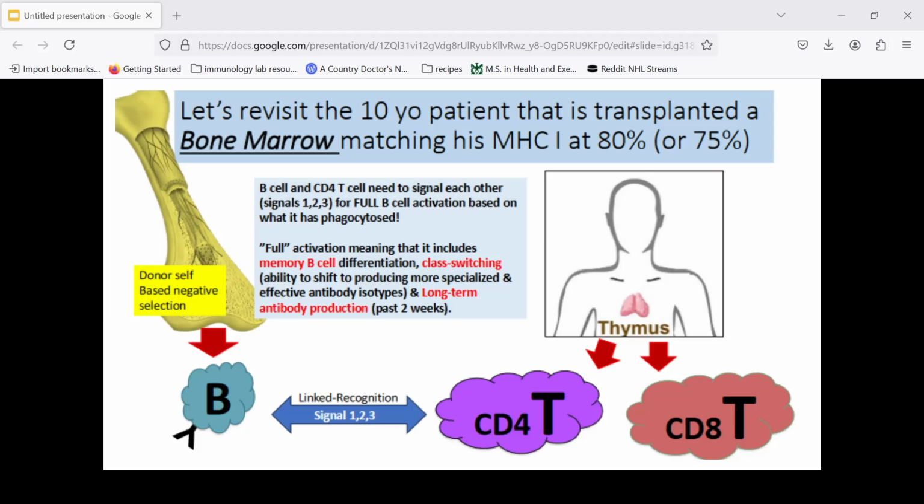The second question we want to ask is, where are our adaptive cells trained?